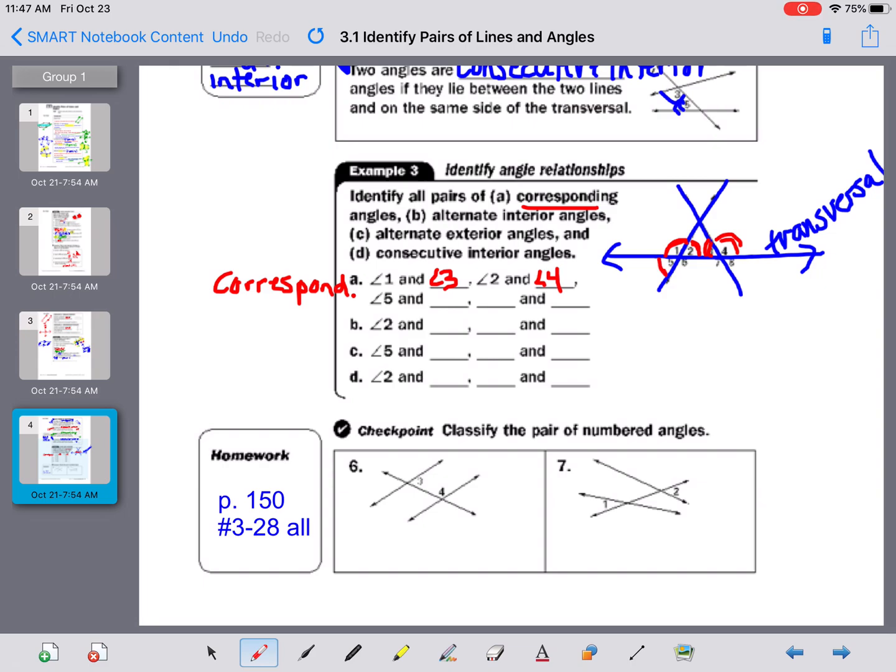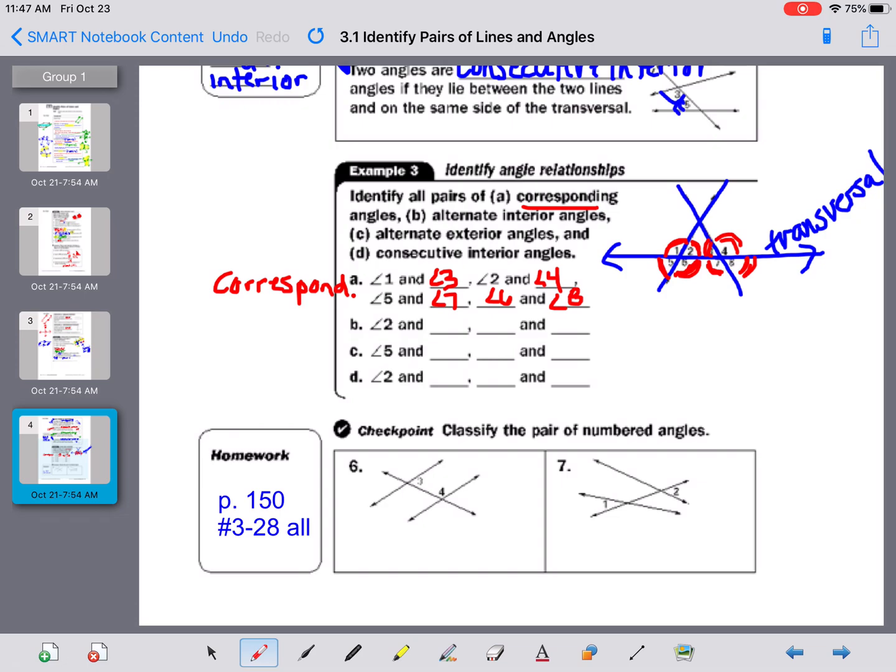Angle 5 is on the bottom left. So what's on the bottom left on the right side? Angle 7. And finally, angle 6 down here is on the left side. What goes on the bottom left on the other one is 8, okay?